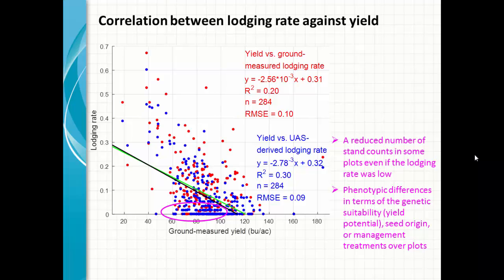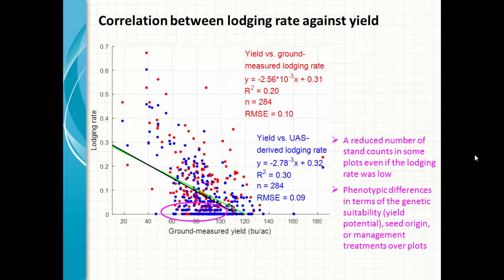The first is a reduced stand count in some plots, even if the lodging rate was low, because we observed some plots where the lodging rate is 0, but there were just sparsely located plants. That means the total number of plants is low in those plots, which caused some points in this area. Another minor reason is the phenotypic differences in terms of genetic suitability, seed origin, and management treatments across the plots. I'm not going to expand too much on this correlation matrix.